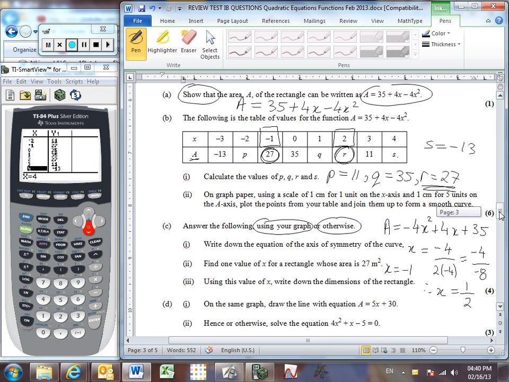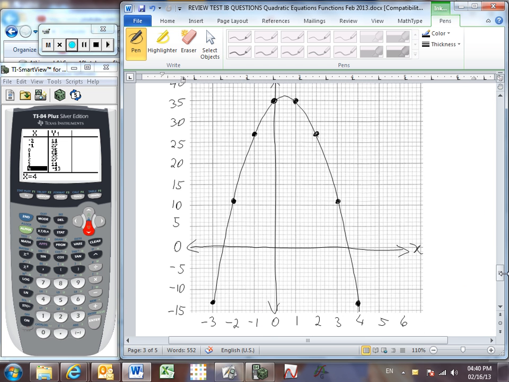We could have also used the graph to do this. On the graph, we can see that when the area is 27, I have a value there at -1 and another value there when x is equal to 2.